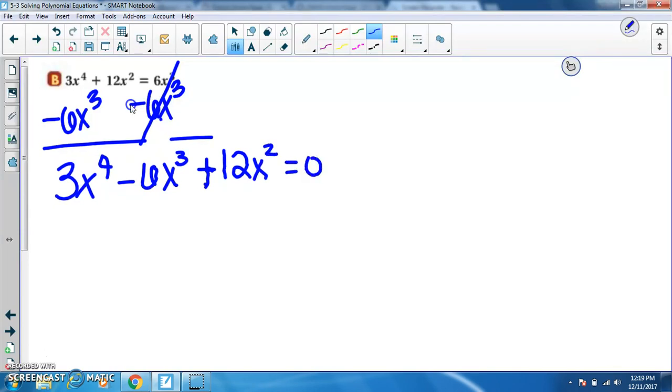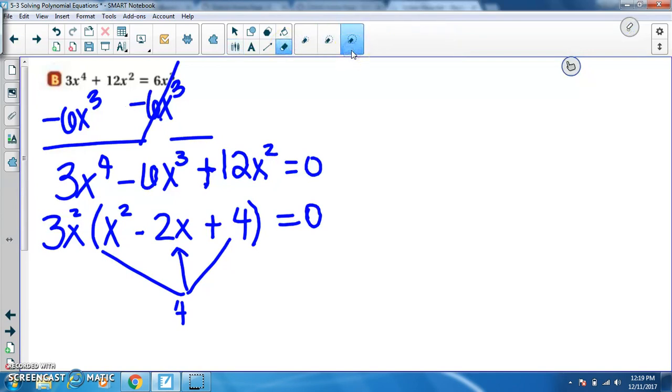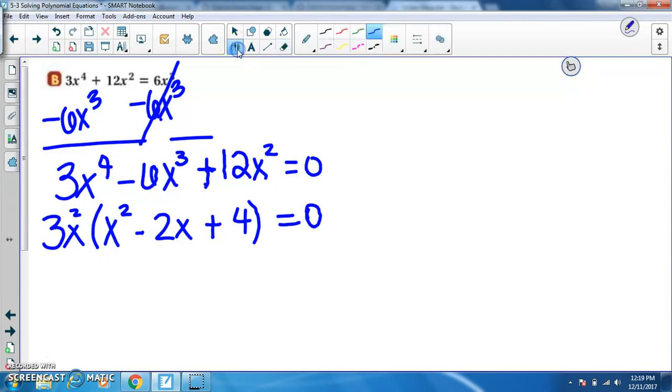I made my equation equal to 0. I now take out my GCF of 3x squared. I get x squared minus 2x plus 4 equals 0. We are now going to check if we can factor. What multiplies to 4 and adds to negative 2? That does not work. Since it does not work, we have to set each factor equal to 0 and solve. Since we can't factor this, we are going to have to use the quadratic formula.